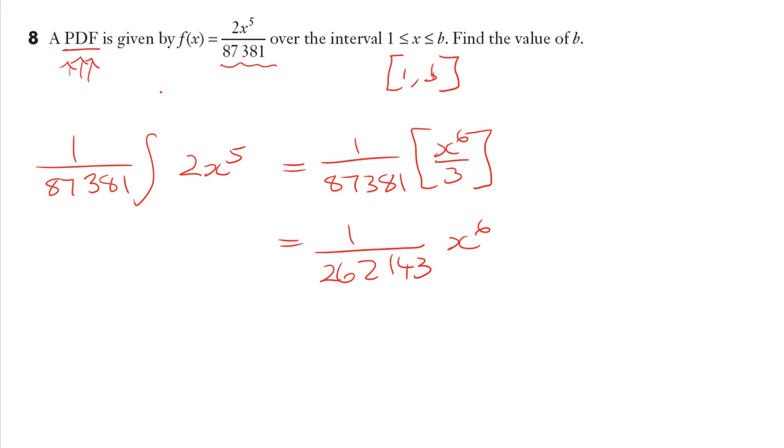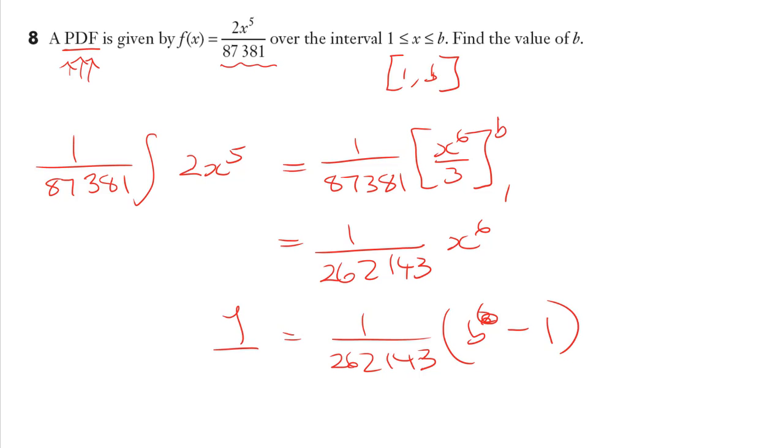Now if we substitute what was our domain, between 1 and b, and if we put those in there, we would get b to the 6 minus 1 to the 6, which would just leave us 1, and that's our result. That's the result of that integral. If it's a PDF, we're going to let that equal 1. Getting quite messy now. Let's solve this for b. If we multiply that, we get 262,143 equals b to the 6 minus 1.